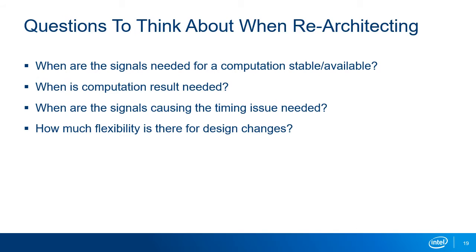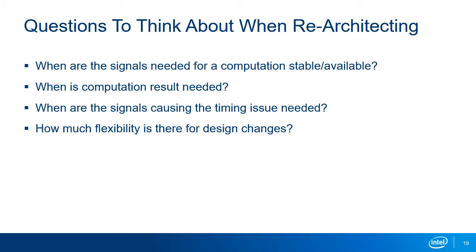If you're going to do hyperoptimization on your design, here are some things to think about. When are the signals or values you need for a computation actually available? This could impact when you perform the computation, potentially doing it earlier or spreading it out over multiple clock cycles. When do you need a particular computation result?